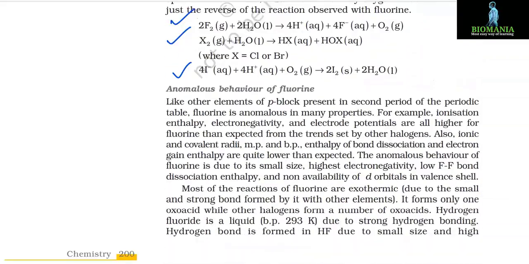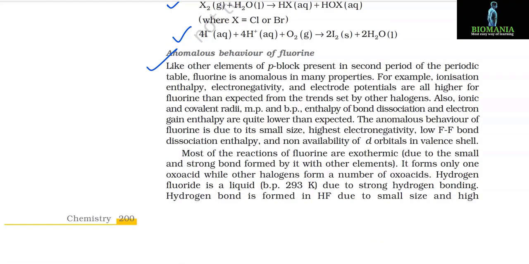Anomalous behavior of fluorine. Like other elements of p block present in the second period of the periodic table, fluorine is anomalous in many properties. For example, ionization enthalpy, electronegativity, and electrode potentials are all higher for fluorine than expected from the trends set by other halogens. Also, ionic and covalent radii, melting point and boiling point, enthalpy of bond dissociation, and electron gain enthalpy are quite lower than expected. The anomalous behavior of fluorine is due to its small size, highest electronegativity, low F-F bond dissociation enthalpy, and non-availability of d orbitals in valence shell.